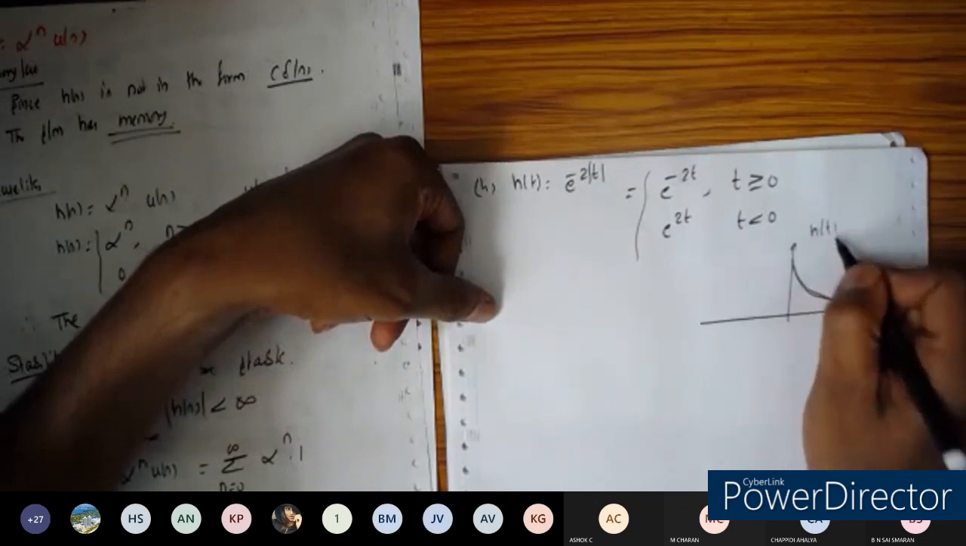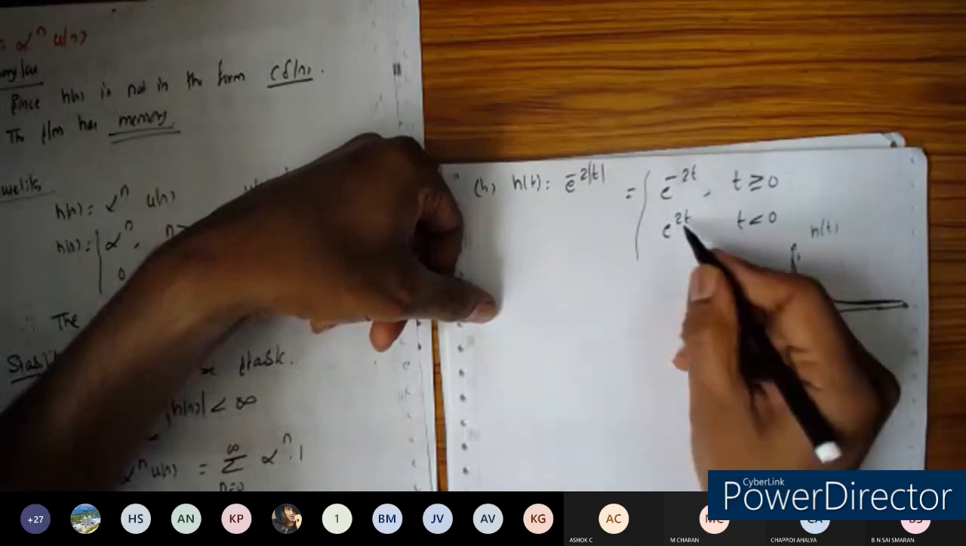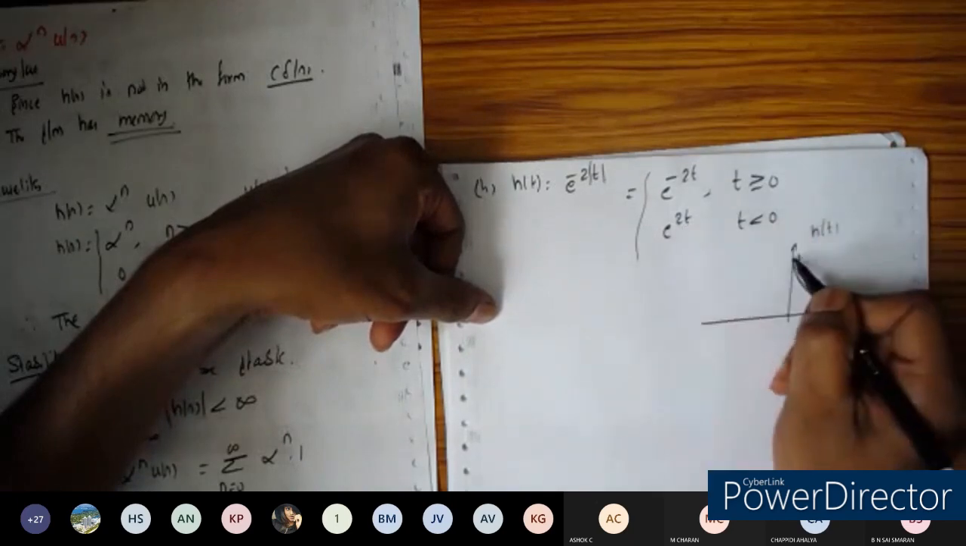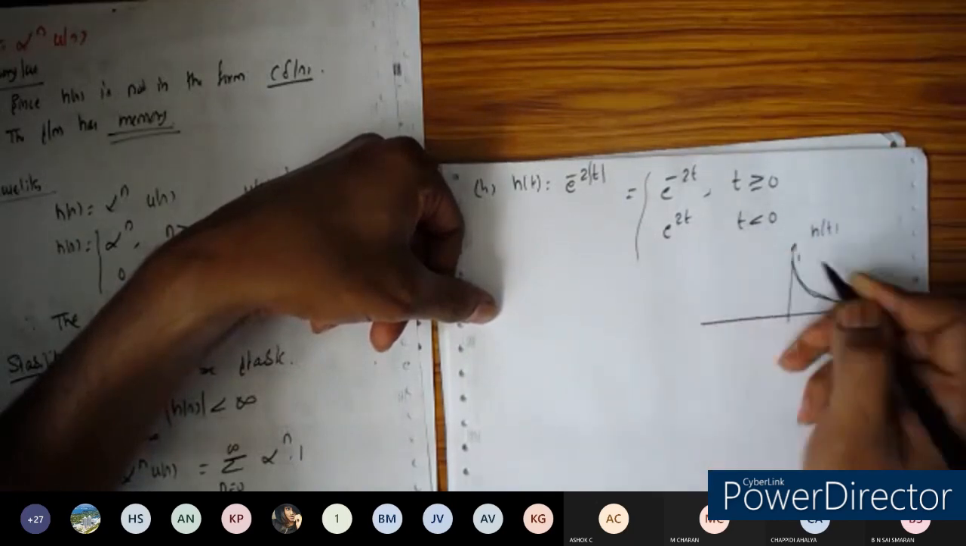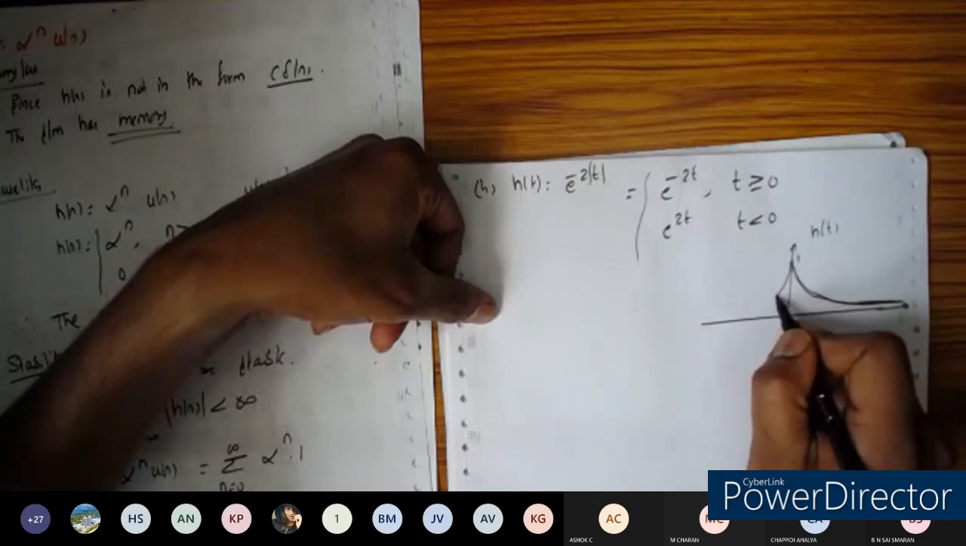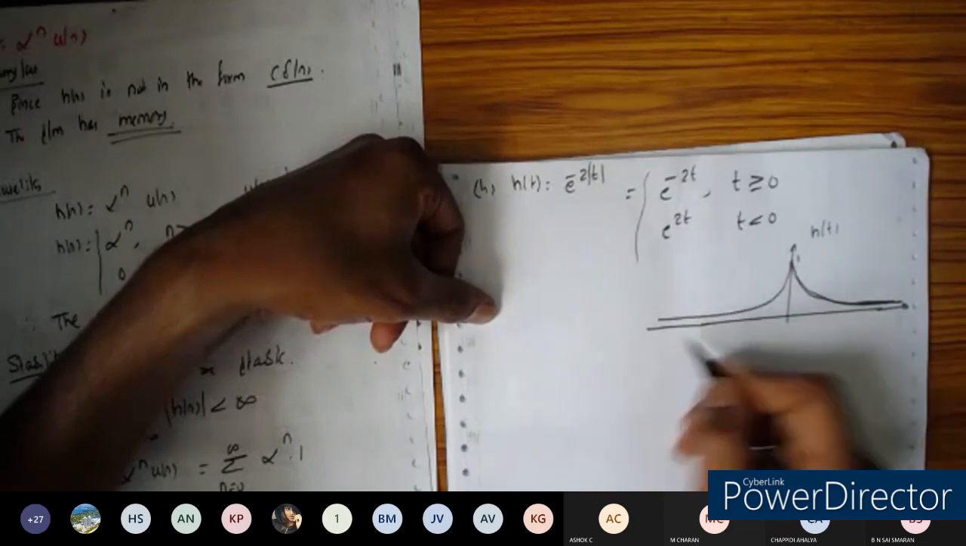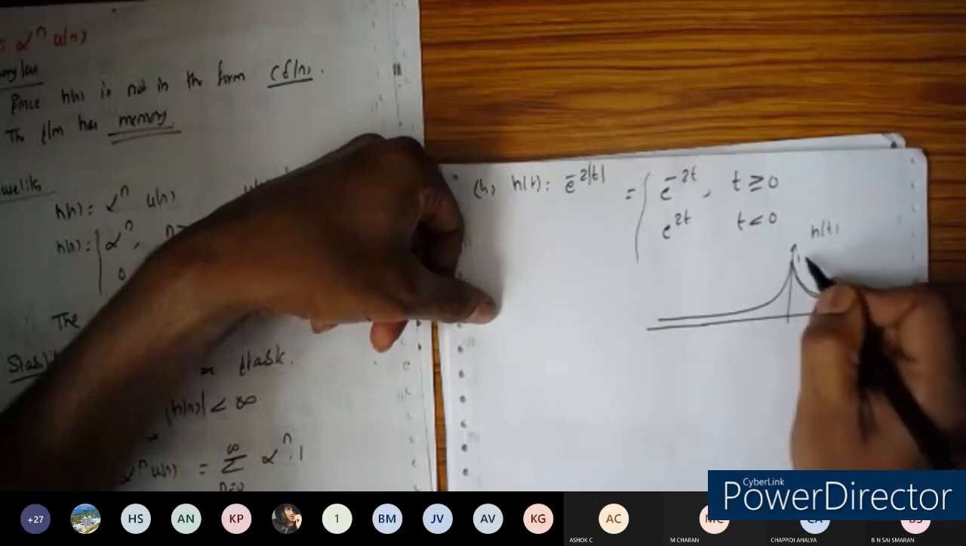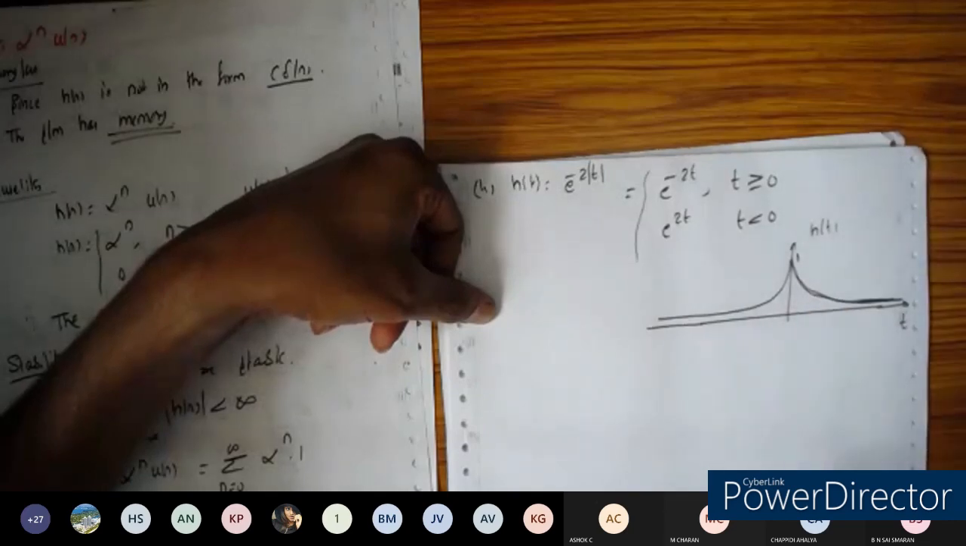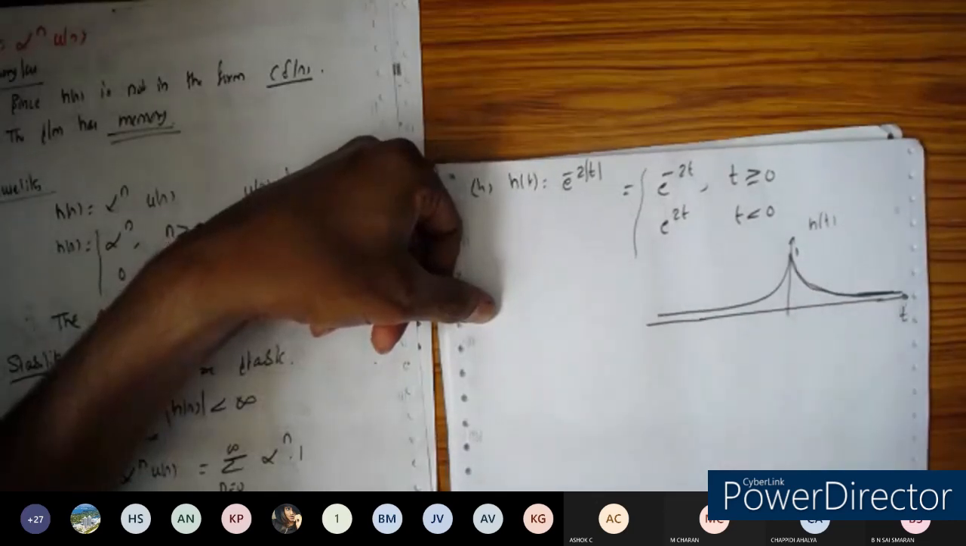So this is h of t, whose value will be equal to 1 at t is equal to 0. Similarly, if I substitute the negative values, for t is equal to 0 it is 1, and for t is equal to minus 1 it will become an exponentially decaying signal. So the signal will become like this. Okay, so this is 1, this is h of t. The signal will become like this. So done, right?